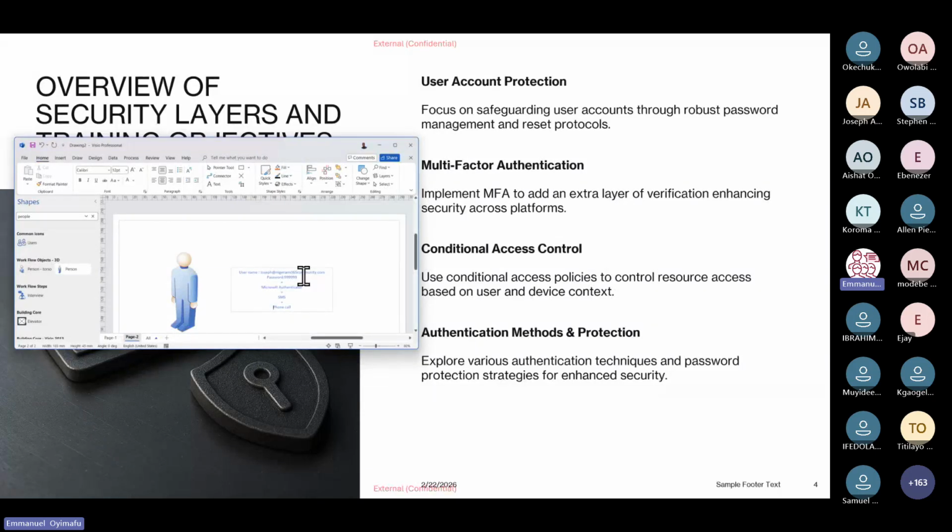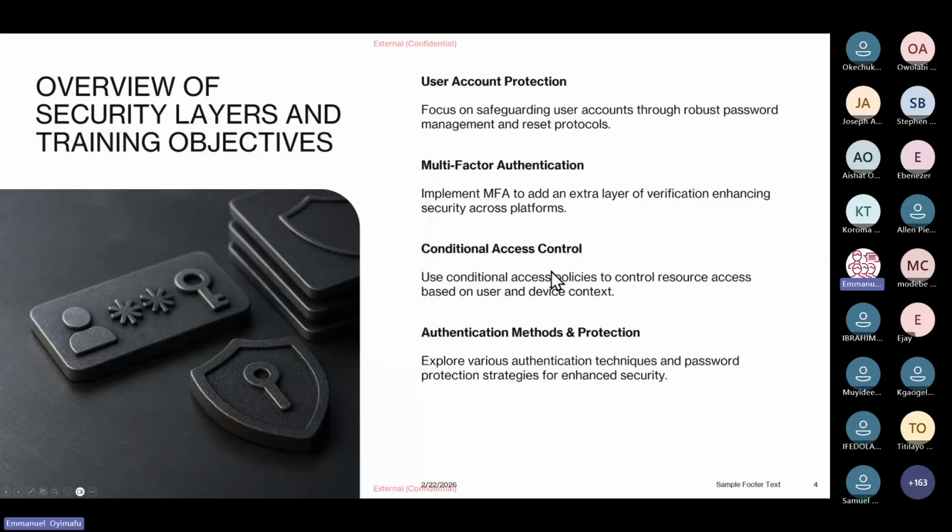So the next is conditional access control. You can use a conditional access policy to control resource access based on users and device. Multi-factor authentication is basically for users. In Entra ID, there's what we call per-user MFA. With per-user MFA, you can configure multi-factor authentication for users by just enabling them. But with conditional access policy, you can control resource access based on users and device context, which I'm really going to dwell on.